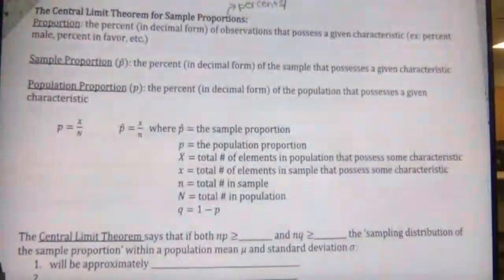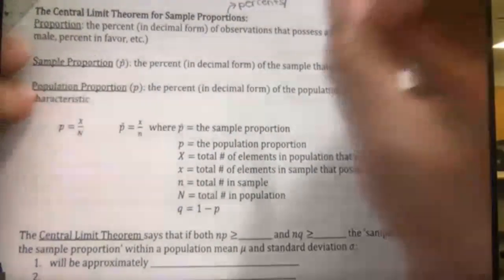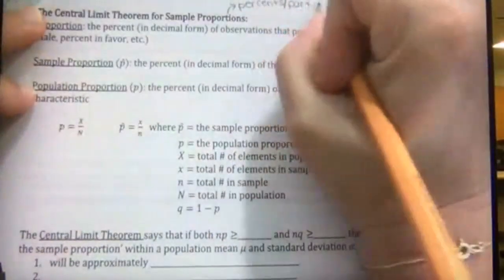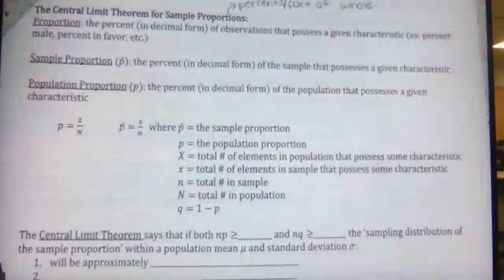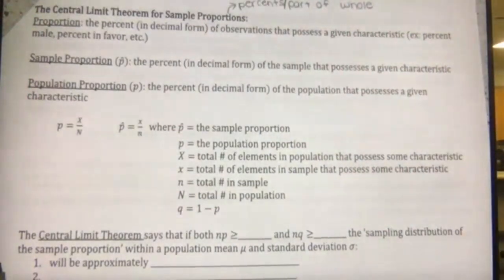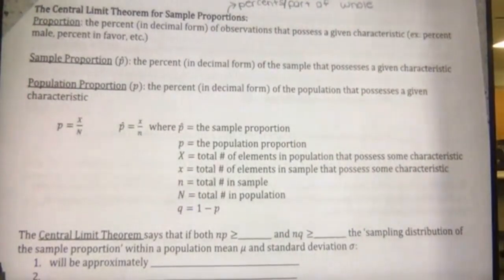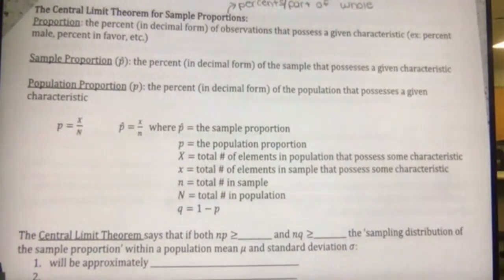which we know percents are just part of a whole. So whenever you see that word proportions, we're talking about percents, we're talking about parts of a whole. So a proportion is the percent in decimal form of observations that possess a given characteristic. So for example, the percent of males, the percent in favor, something like that. Before we talked about X bar for our sample mean. Now we're talking about sample proportion. So that's where that P hat comes into play.